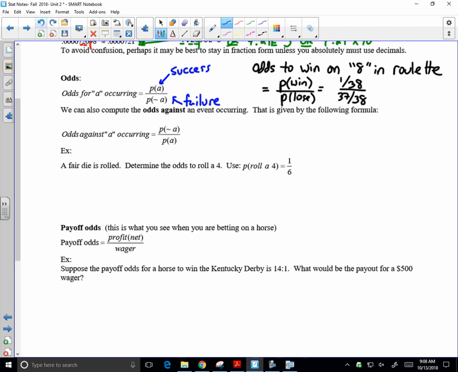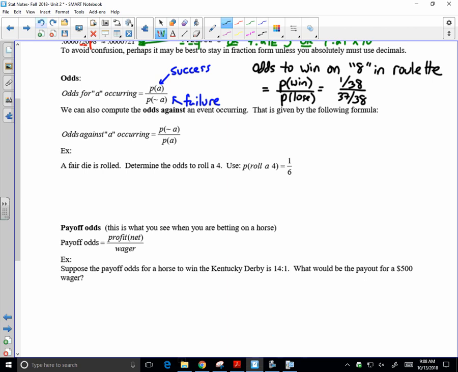Just seeing the numbers, there's always one way that you can win. But it would be nice if it was out of 2 possibilities or 6 possibilities. Here it's out of 38. It's not a wise investment of your money.